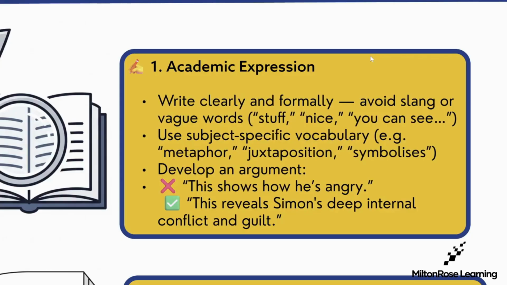So the first one is academic expression. We want your essays to sound professional, polished, no slang. You need to be using subject-specific vocabulary, so words like metaphor, adjectives, juxtaposition, circular structure. Those kinds of terms need to be used to show that I know my literary terms. Academic expression is how the essay sounds, so make it sound as good as you can.